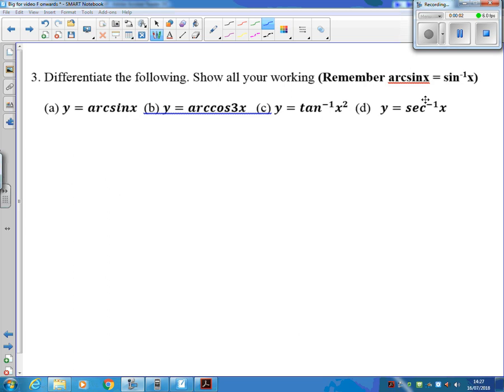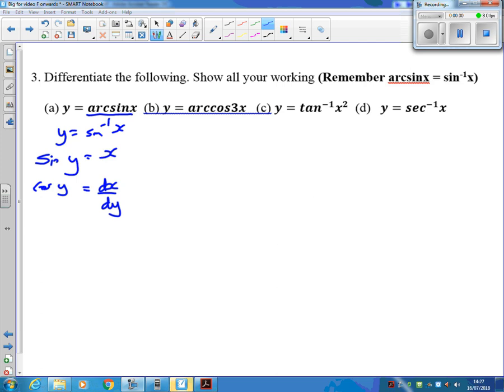Question 3. These are quite tough, these inverse tan, inverse trig ones here. Remembering that arc sine is the inverse sine, so I've got the inverse sine of x, and if I sine both sides, I've got the sine of y equals x. And what I'm going to do now is differentiate both sides with respect to y. So I'm going to get dx by dy here, and sine, of course, goes to cos.